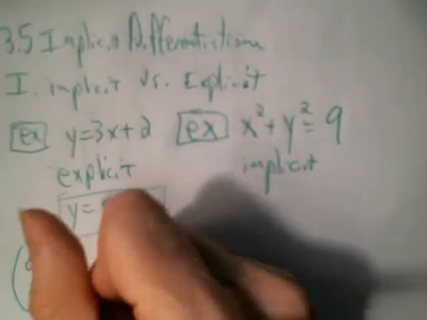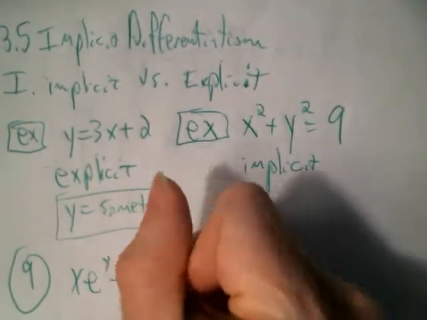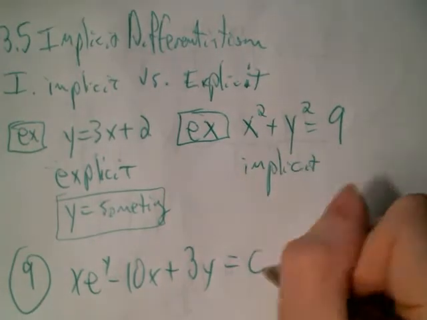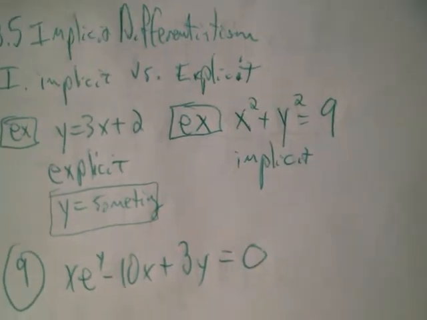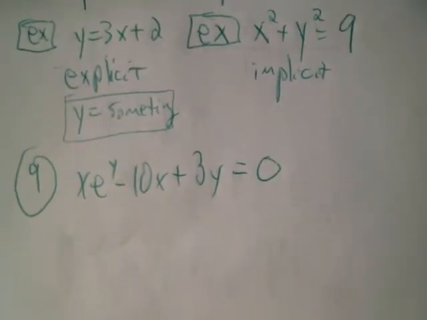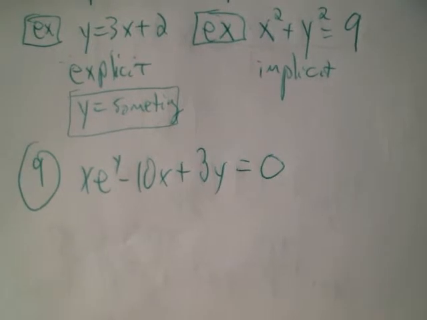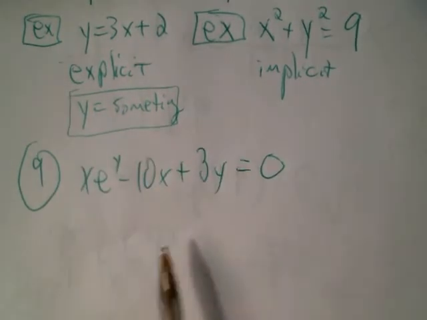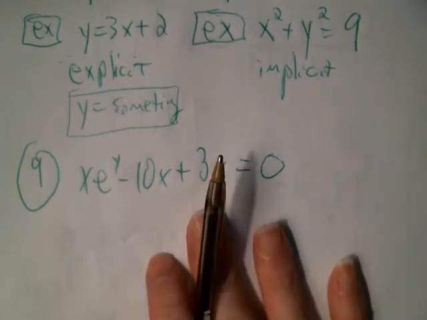Let's look at number 9. x e to the y minus 10x plus 3y equals 0. This is definitely implicit. If you tried to solve out for y, I have no idea how you would even do that. You can't even get it in an explicit version of this thing, even if you tried.